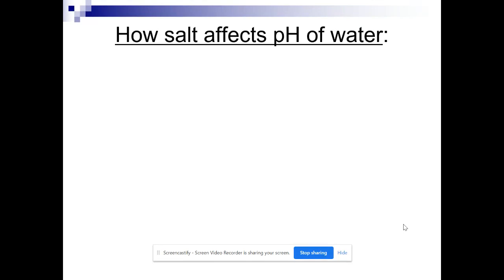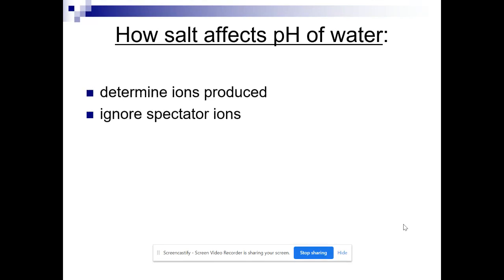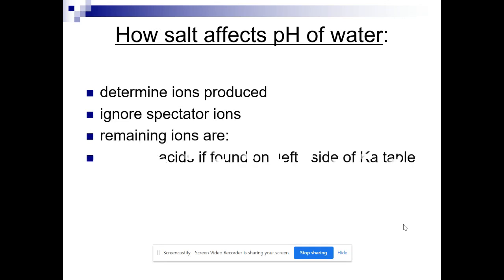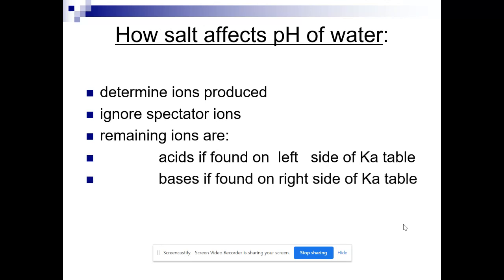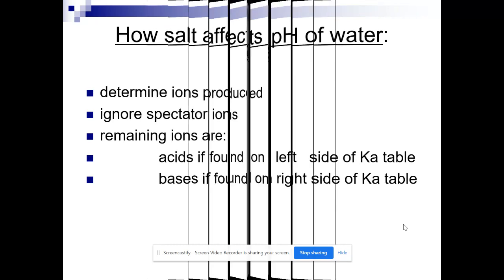How salt affects the pH of water. So we want to determine the ions produced, ignore spectators, and the remaining ions are acids if they're found on the left and bases if they're found on the right of our Ka table. So pretty straightforward. If it only produces an acid, then it's going to be an acid solution. If it's a base, then it's going to be a basic solution.